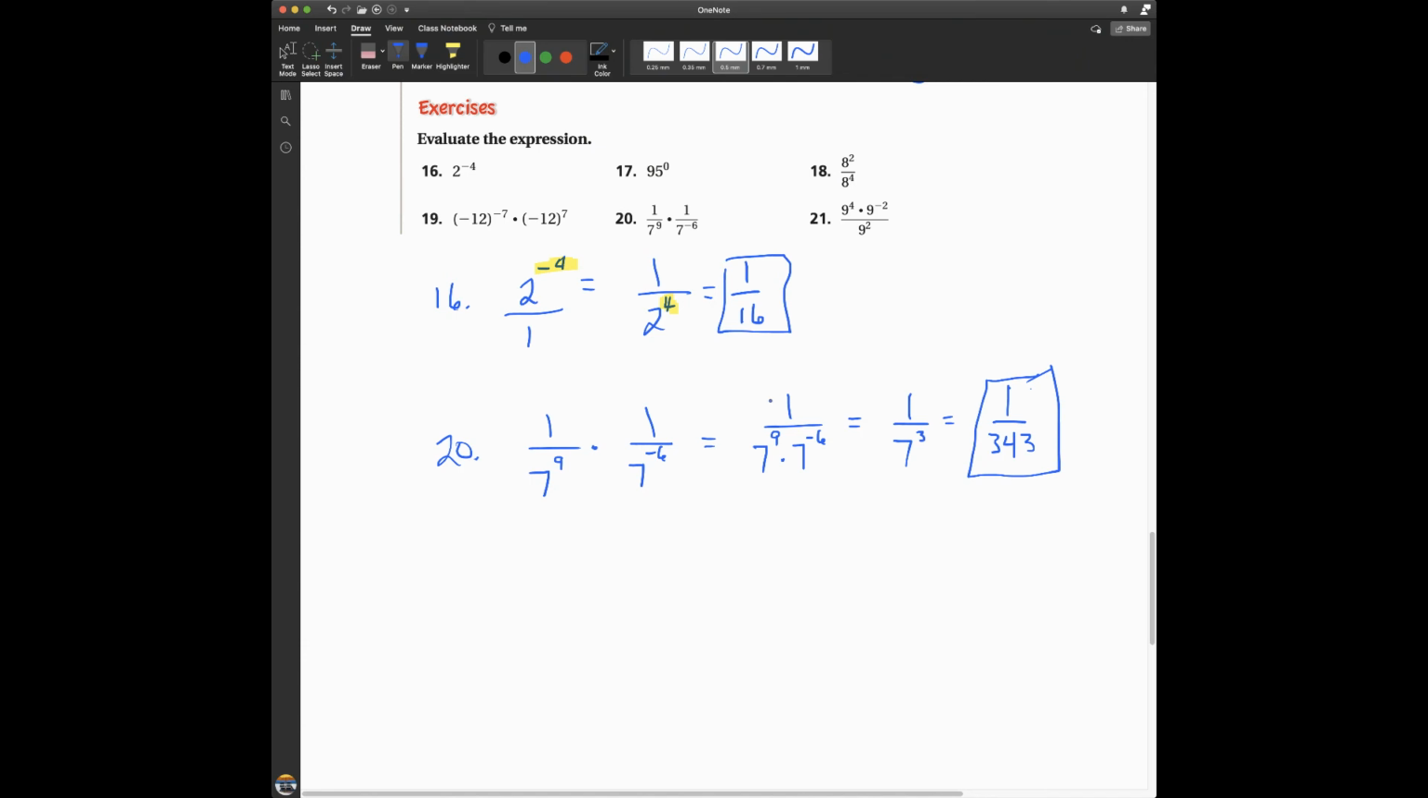For number 20, all I did was multiply across. 1 times 1 is 1. And then I have 7 to the ninth times 7 to the negative sixth. And I go ahead and use the product of powers property. And 9 minus 6 is 3. And 1 over 7 to the third power is just 1 over 343.